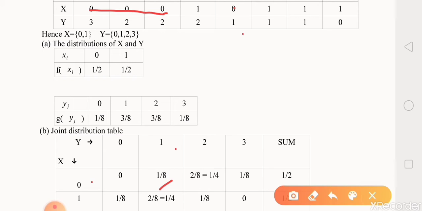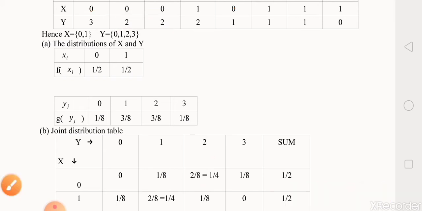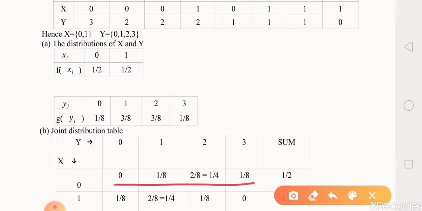Now X equal to 0, Y equal to 2. When X equal to 0, Y equal to 2, we have 2 cases out of 8 cases. So 2 by 8 is equal to 1 by 4. And X equal to 0, Y equal to 3, 1 value out of 8 values is equal to 1 by 8. And if you sum this row, you will get the sum as half.